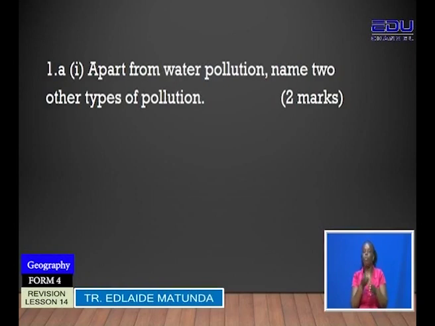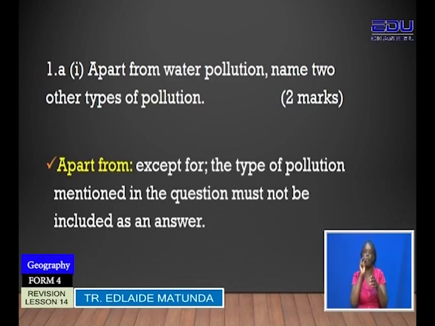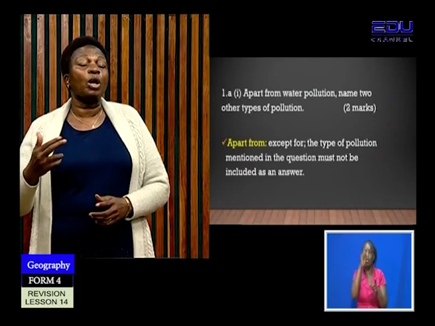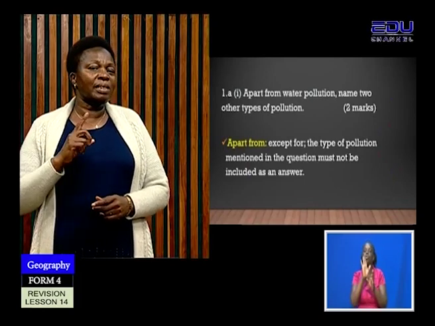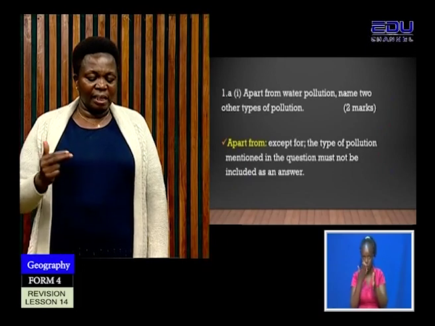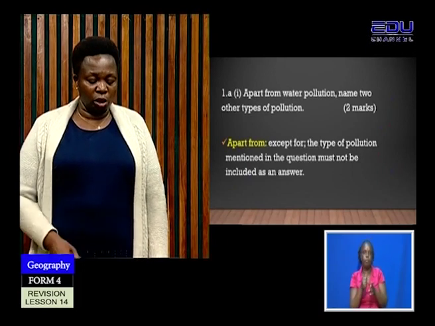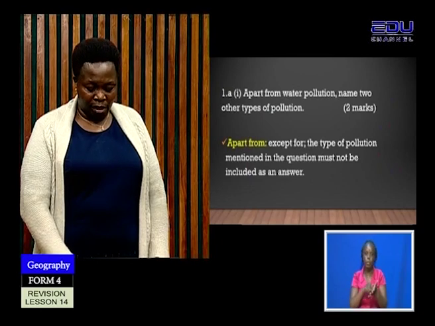So our first question is, apart from water pollution, name 2 other types of pollution, and that will give you 2 marks. We have to look at the question to be able to understand it first before we answer. There's that word apart from that has been used in the question. This means except for. In other words, the type of pollution mentioned in the question must not be included as your answer.